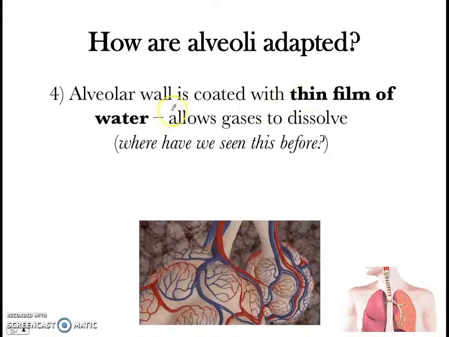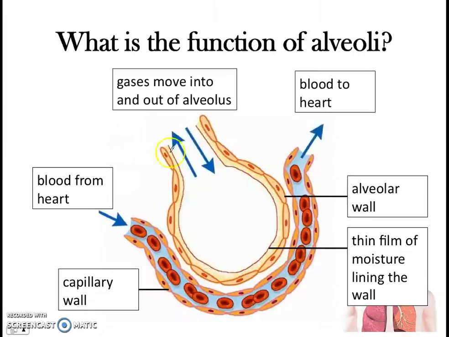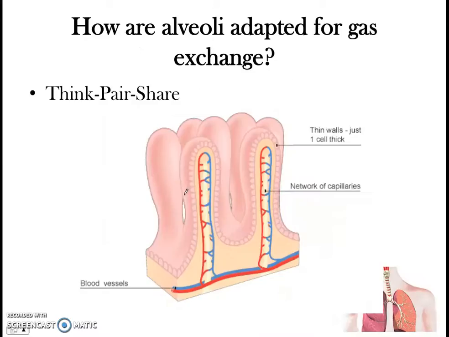Alright, finally, the alveoli are adapted in that the alveolar wall is coated with a thin film of water, which allows gases to dissolve into it. So just a quick look at our diagram. There is a thin film of moisture here, and any gases, for example oxygen, can dissolve into this thin film of moisture and then move across the alveolar wall, across the capillary wall into the blood. So this thin film of moisture is important for gases to dissolve inside it.